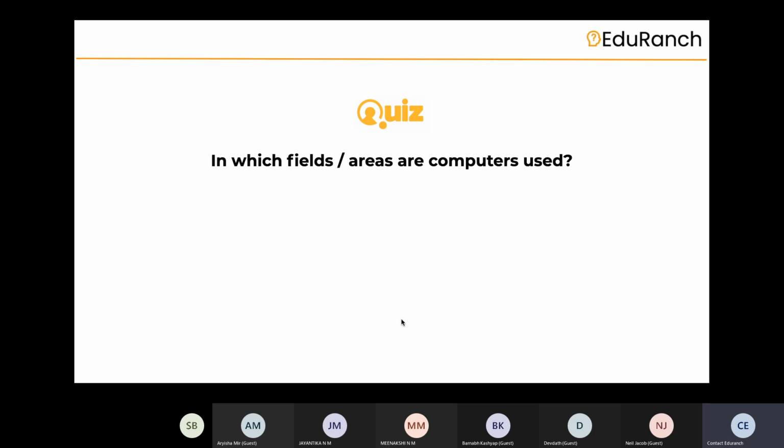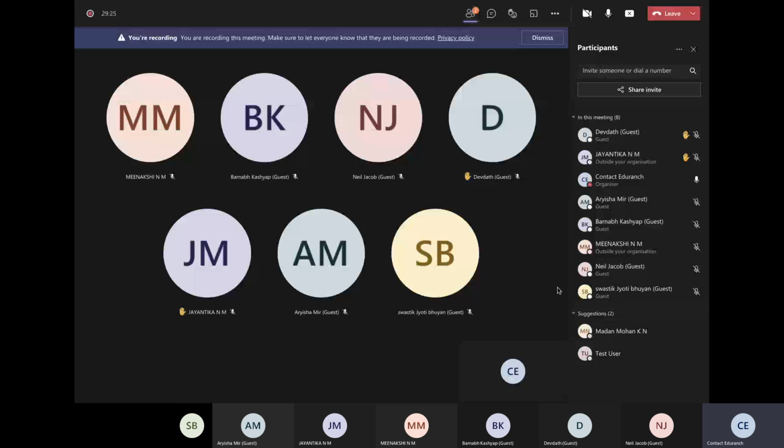Any guesses in which fields computers are used? Any particular area apart from the home where we use computers day to day? Where else do you think the computers are used? Let's make it interactive. Devdutt, where do you think the computers are used today? Sir, for communication. Absolutely. Any particular use case you can think of?